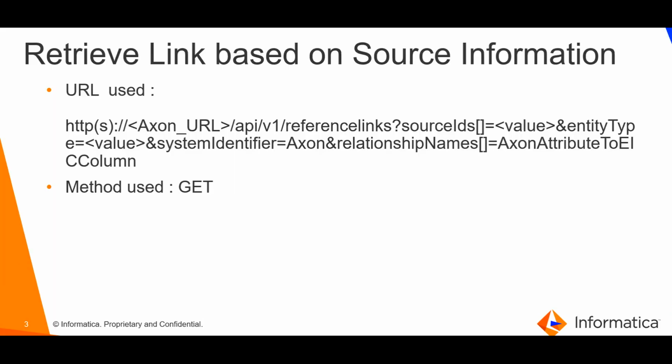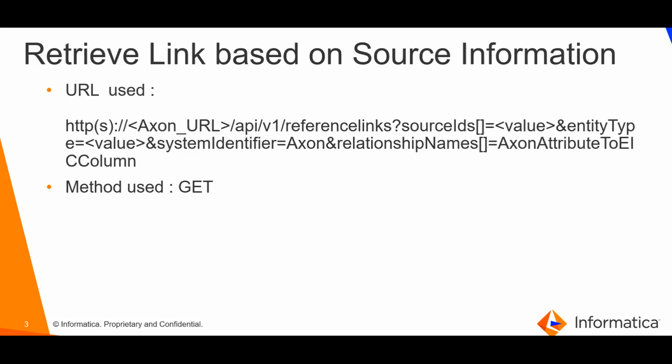As we have mentioned in the previous part of this video, when the link is created between an Axon object and objects from external applications, the Axon object is treated as the source object and the object from the external application is treated as the target object. We will first discuss how to retrieve the link if the source information is specified, that is, the attribute details are provided. We will be using the GET method to create the REST API query, and the endpoint URL used for the REST API request is the one mentioned in point 1.